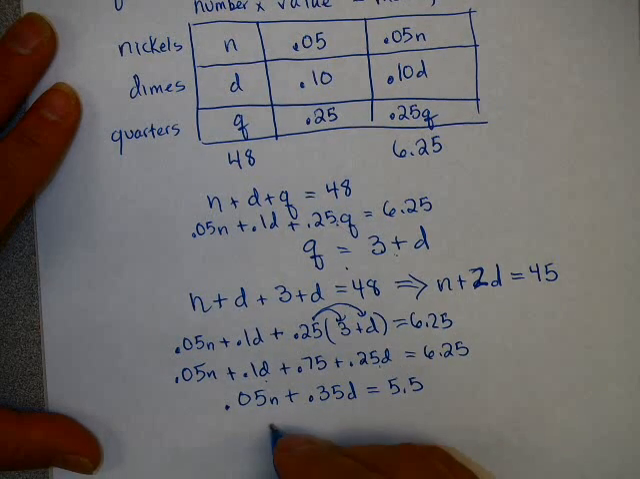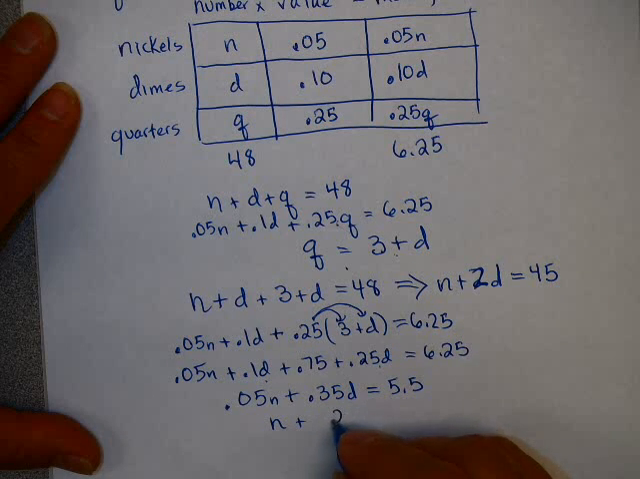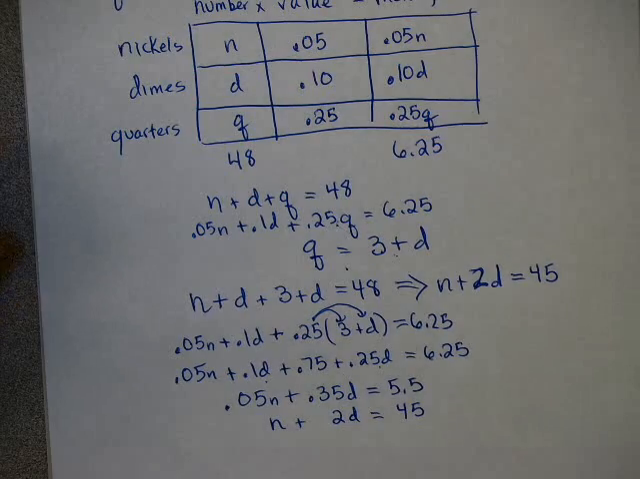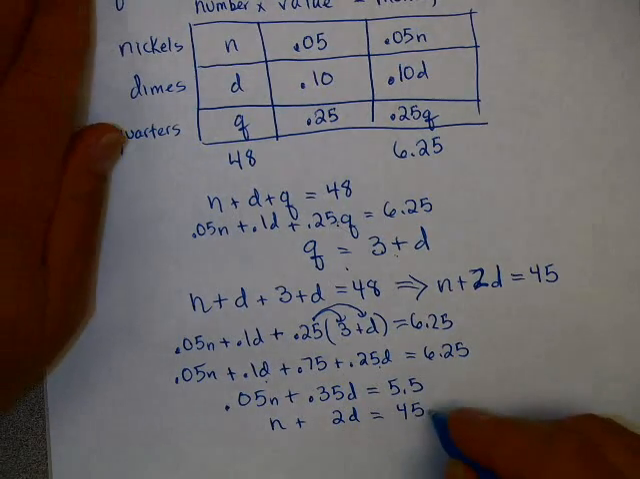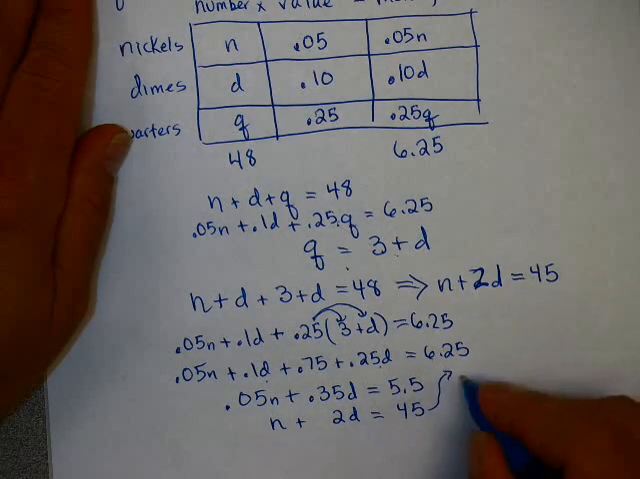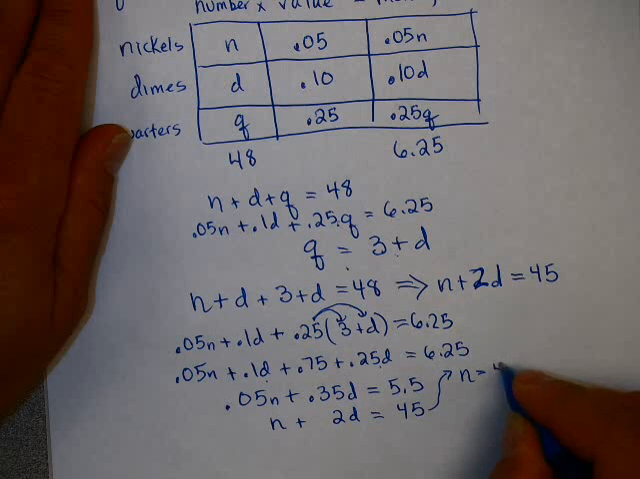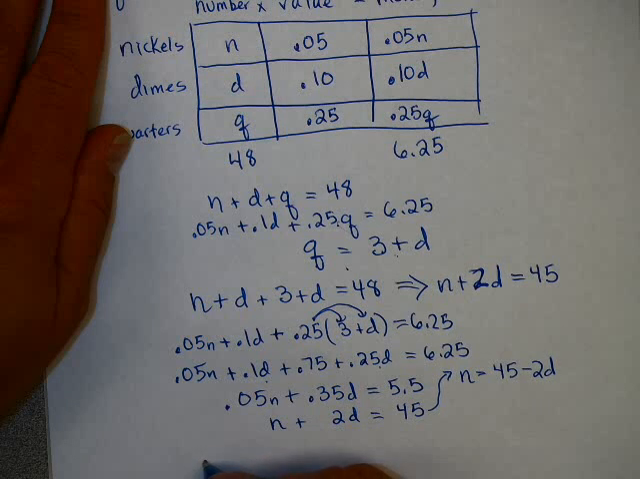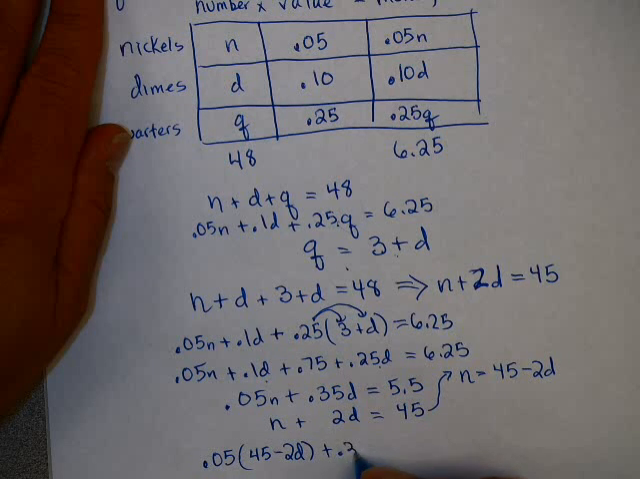So I have this equation and I have this equation. Let's see what we can do to solve these. This time, I think to solve these, I will solve this equation for N. I'll use substitution, 45 minus 2D, and substitute that into my original equation here. 0.05 times N, which is 45 minus 2D, plus 0.35D equals 5.5.